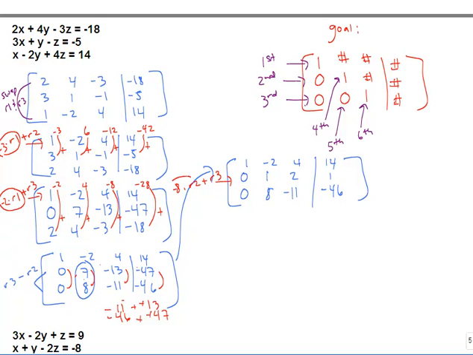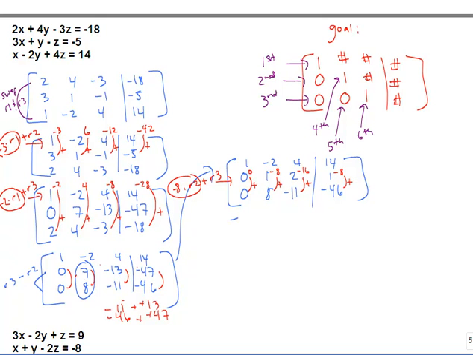So let's do our multiplication first. 0 times negative 8 stays 0. Negative 8 times 1 is negative 8. Negative 8 times 2 is negative 16. Negative 8 times 1 is negative 8. And we're going to add that answer to row 3.